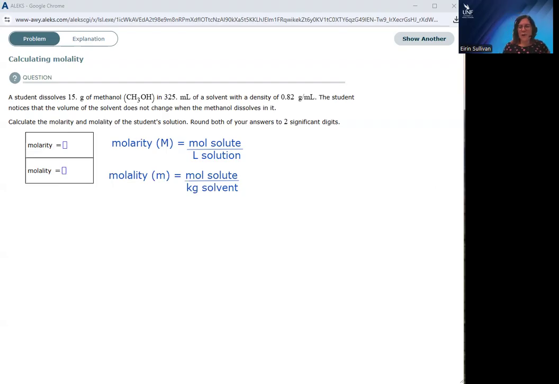Okay, so if we have to calculate the molarity and the molality of our methanol solution, well, we are going to definitely need the moles of our solute, which is our methanol. So I guess we should go ahead and calculate that.